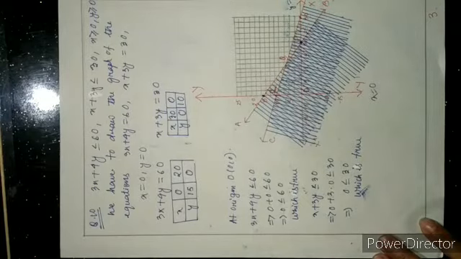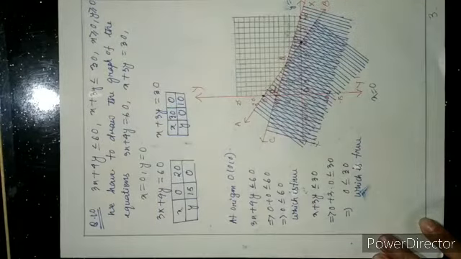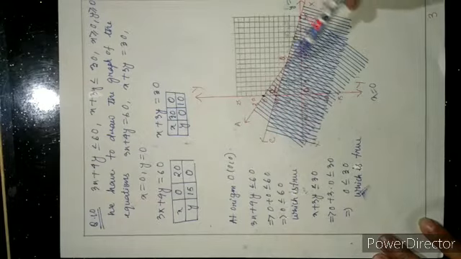By joining these two points we get a straight line AB. This straight line AB is a solid line since the given inequality is slack inequality. This straight line AB divides the Cartesian plane into two half planes, the plane above the line and the plane below the line.